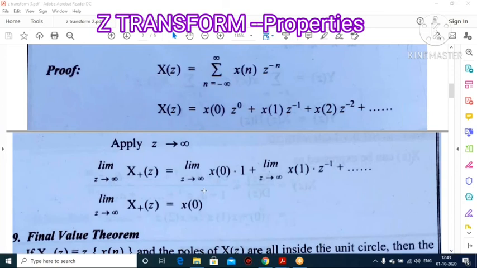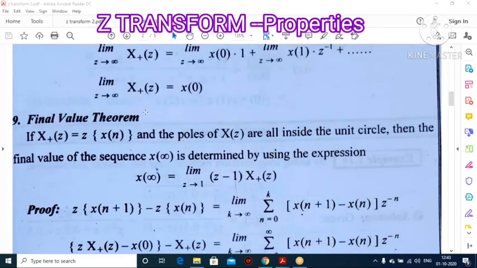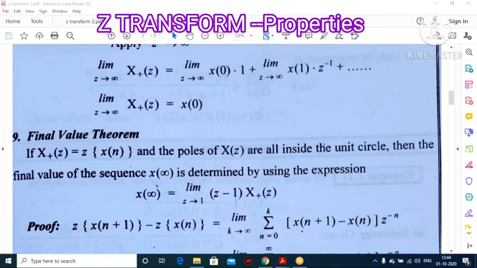So with this I conclude my topic. If X plus of z equals the z transform of x of n, and the poles of X of z all lie inside the unit circle, then the final value x of infinity is determined by using this expression. The formula: x of infinity equals limit z tends to 1 of z minus 1 into X plus of z. So this is the initial value theorem: limit z tends to infinity of X plus of z equals x of 0.